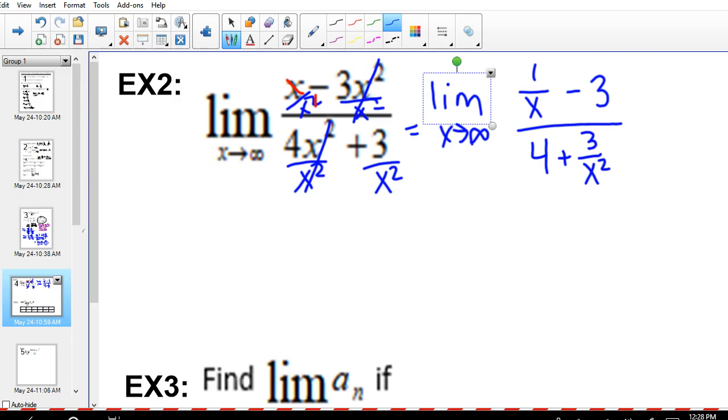Questions there? So you're just dividing every single term by the x squared and then simplifying. And so this time I'm not going to write all those limits separately. I'm just going to take the limits of all those things separately.